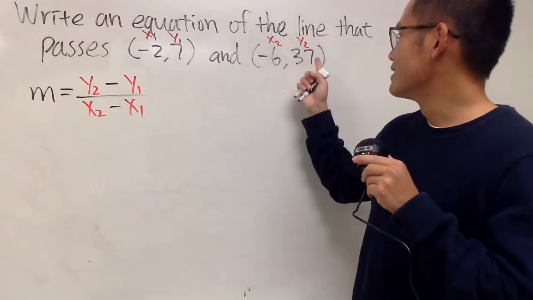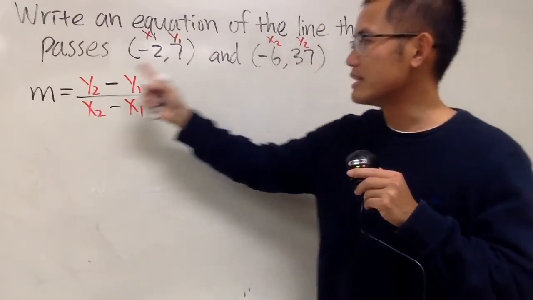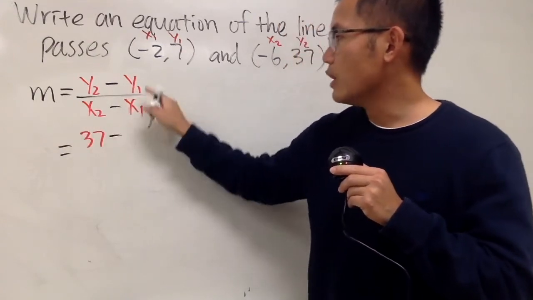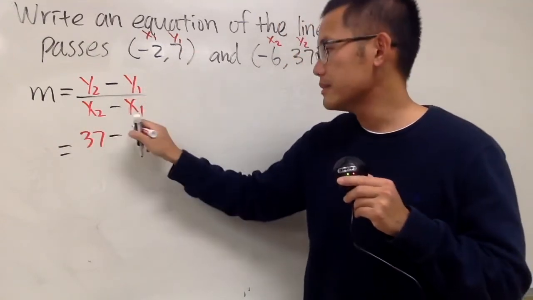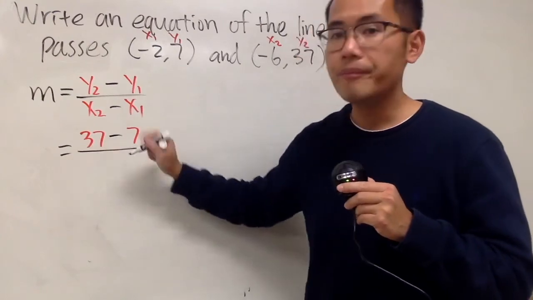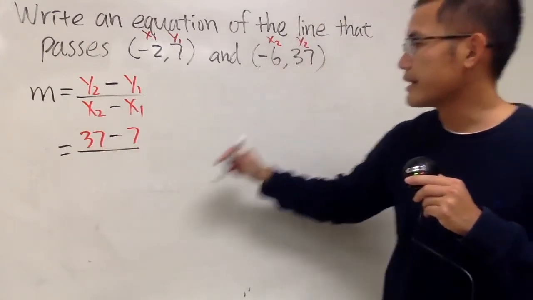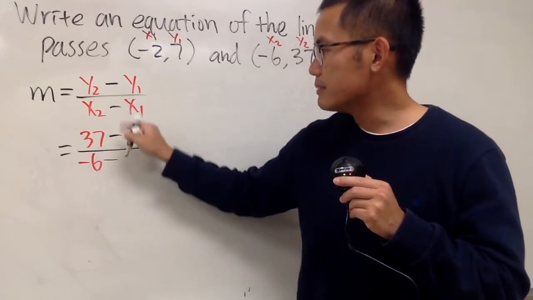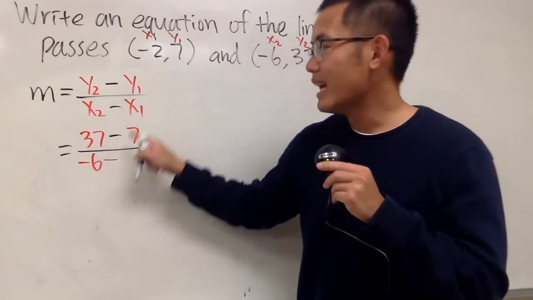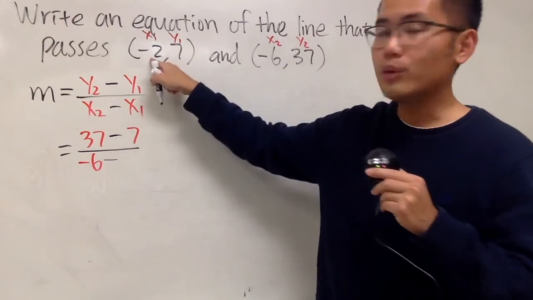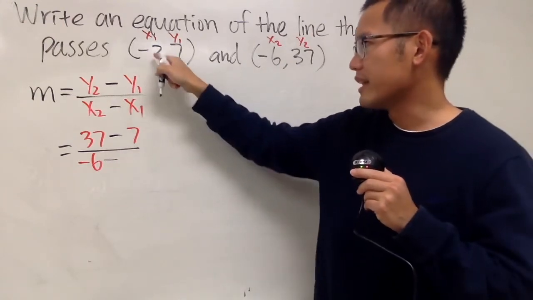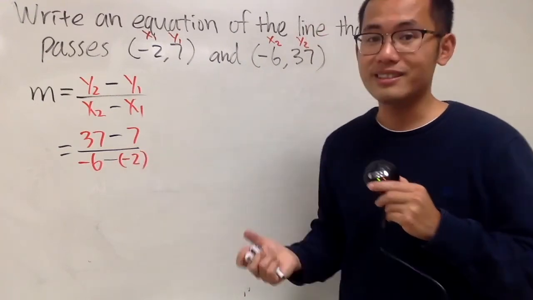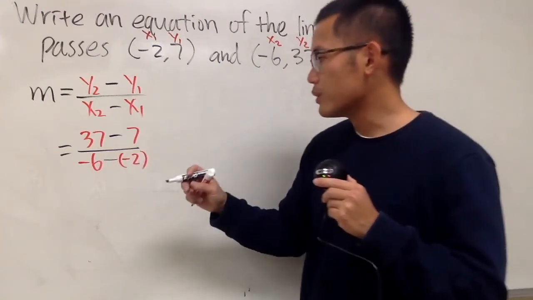All right, so as you can see, y2 is 37, just have to put that down. And then minus y1, which is 7, and then we divide it by x2, which is -6. And we are going to minus, and you see this minus is from the formula. For the x1, well, it's another negative, so we have a negative right here. Be sure you put down -2 with parentheses like this, right?